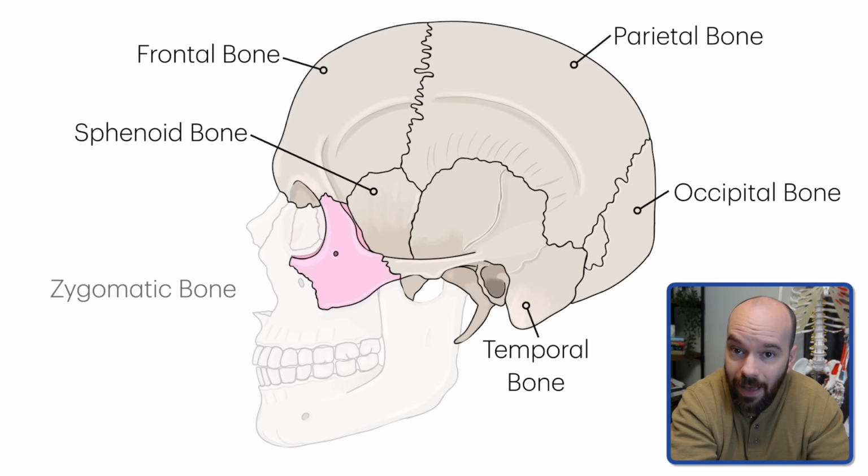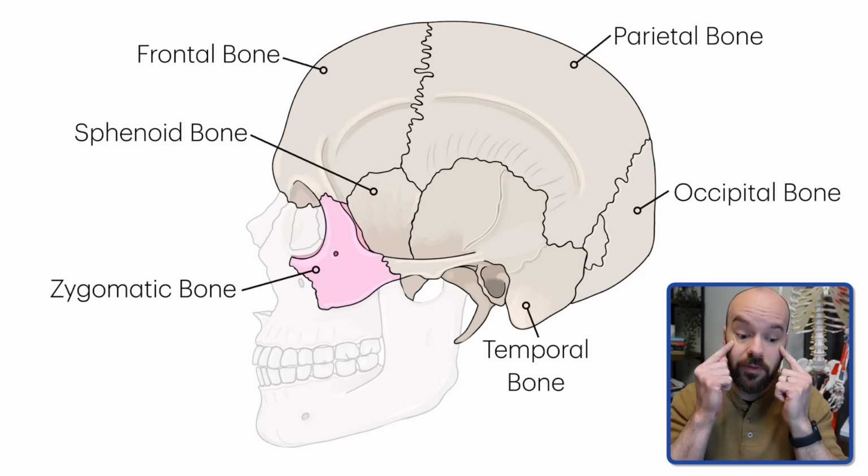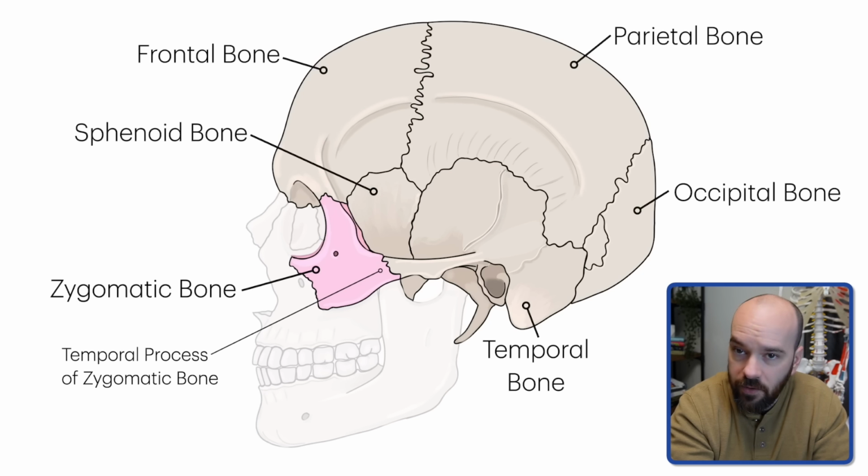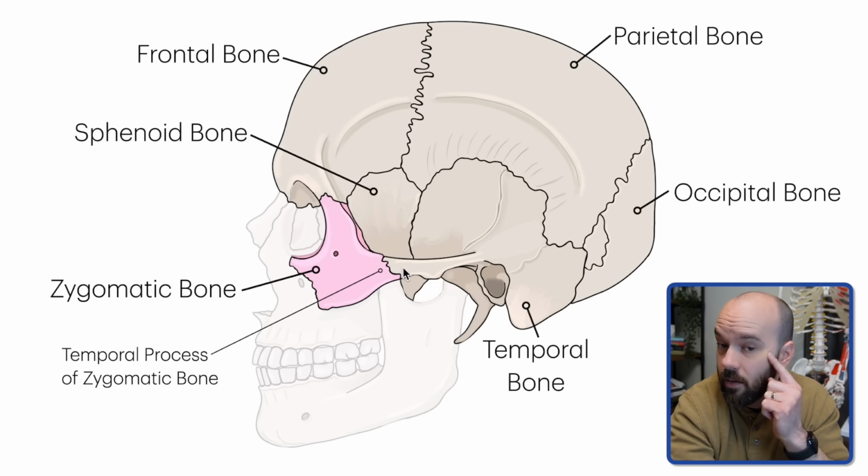Next, we have the zygomatic bone. These are going to be your cheekbones, zygomatic. That's the zygomatic region of the skull. And one part of this that I want to label is the temporal process of the zygomatic bone. That's because the zygomatic process of the temporal bone, as well as this temporal process of the zygomatic bone, together make up that zygomatic arch that we already pointed out earlier, that ridge behind your cheekbone.